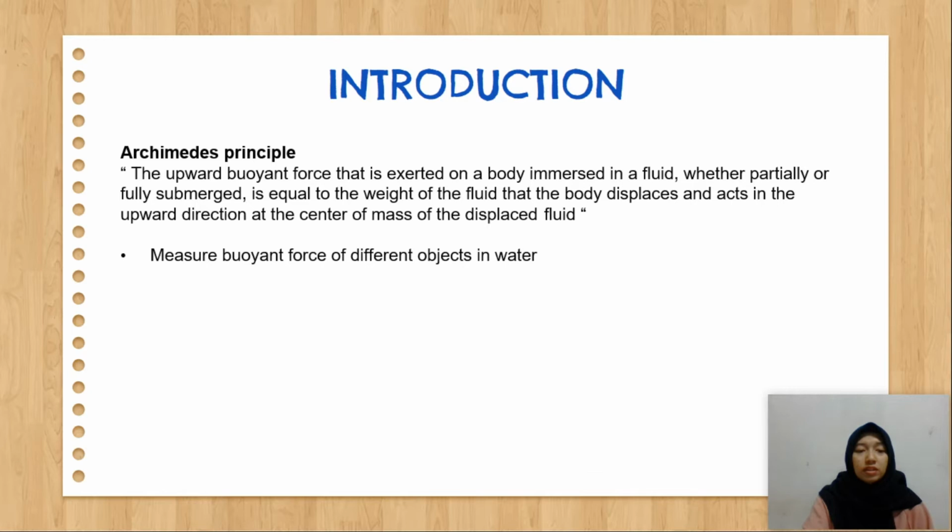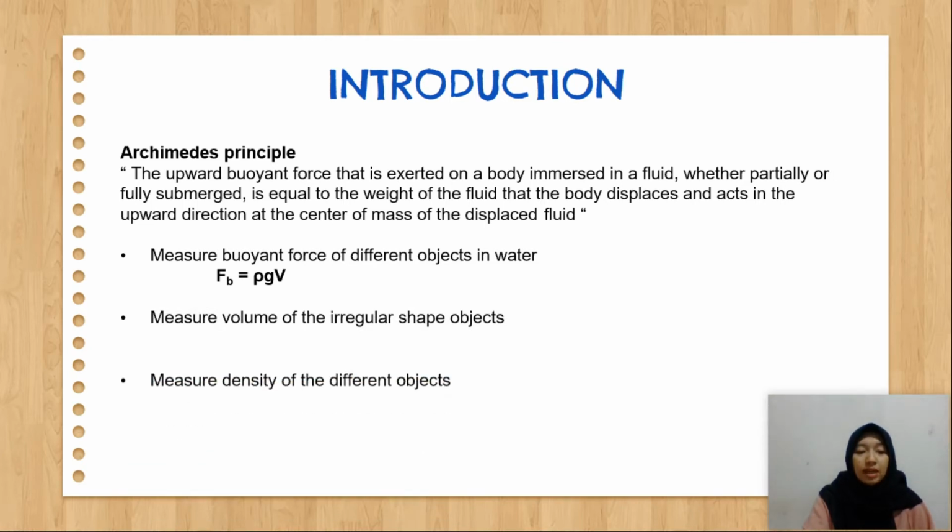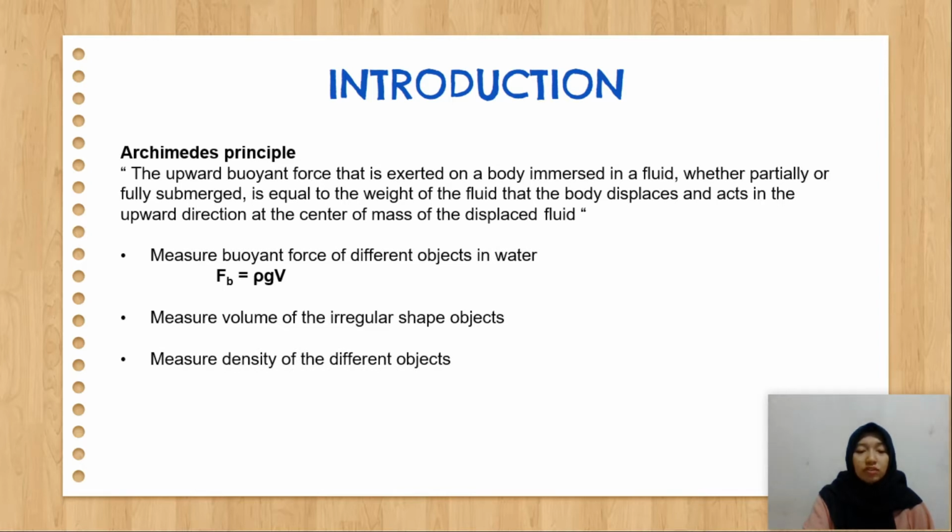By using this Archimedes principle, we can measure the buoyant force of different objects in water by using the formula Fb equals rho gV. We can also use this formula to measure the volume of irregularly shaped objects. Next, we can measure the density of different objects. There are two methods of calculation, which are the direct method and also the displacement method.